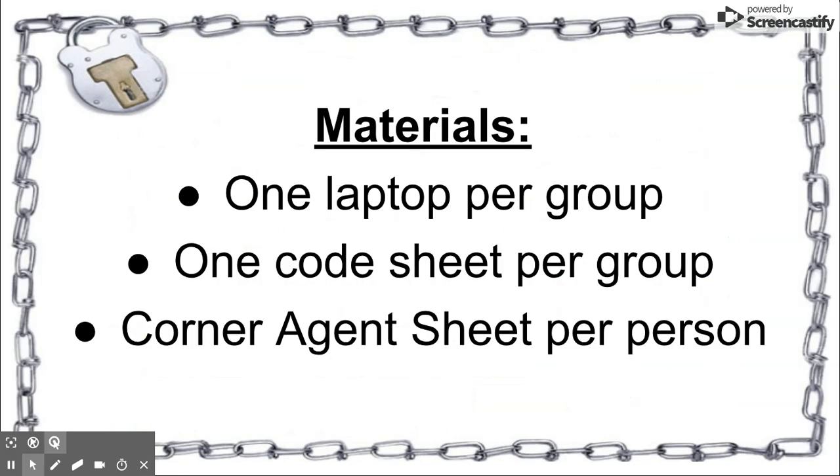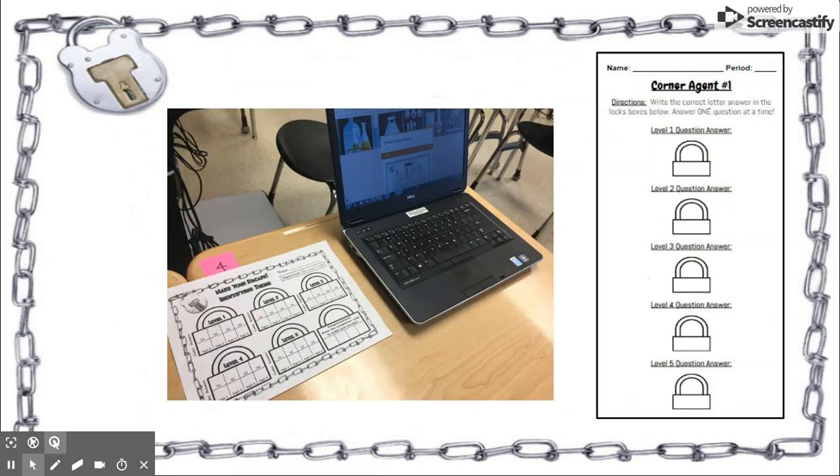So first, these are the materials you're going to need. Each group will only need one laptop, and your teacher will give you one code sheet. And then each person in the group is going to get what we're calling their corner agent sheet. So one laptop, one code sheet to share in your group, and then each person is responsible for a corner agent sheet.